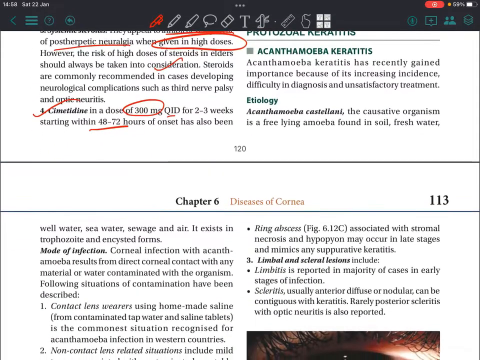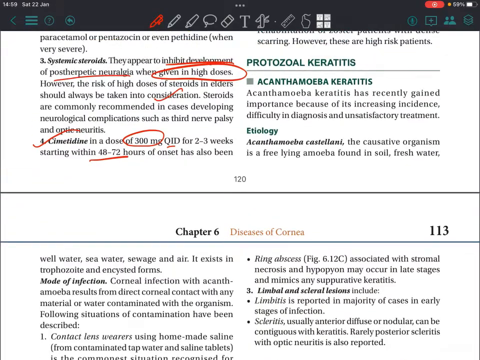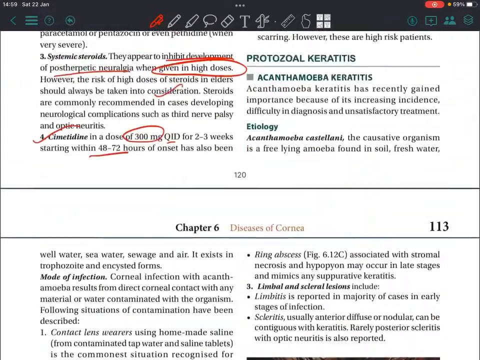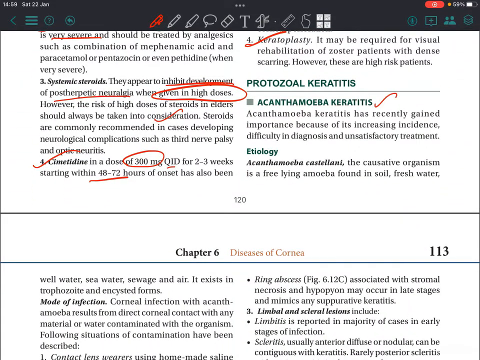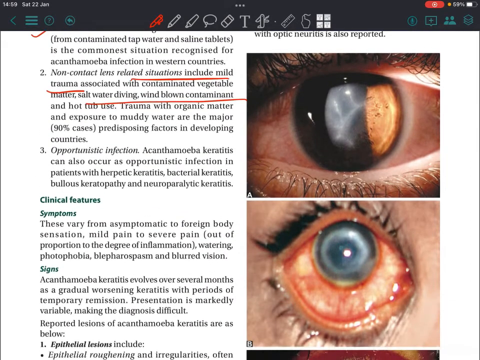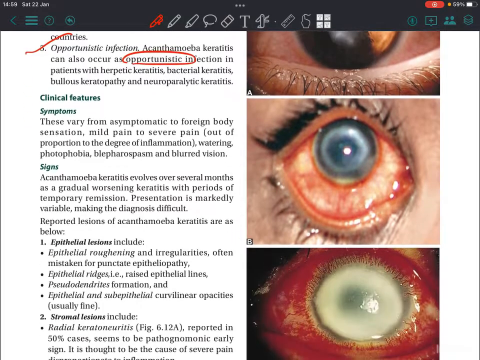Protozoal keratitis. Acanthamoeba keratitis. Etiology: Acanthamoeba castellanii. Mode of infection: contact lens wear, non-contact lens, mild trauma, saltwater diving, wind-blown contamination, and also opportunistic infection. Symptoms vary from asymptomatic to foreign body sensation, mild pain, severe pain, etc.